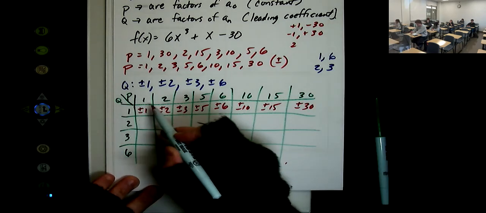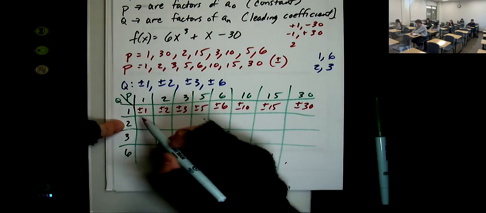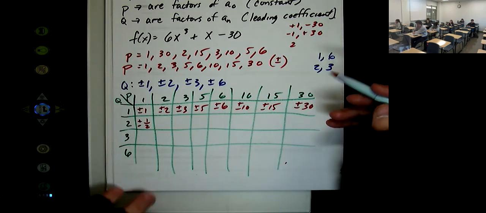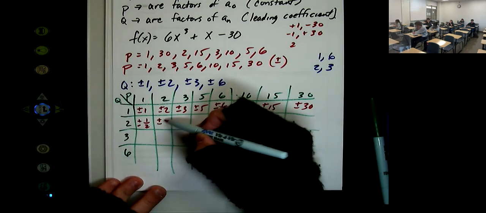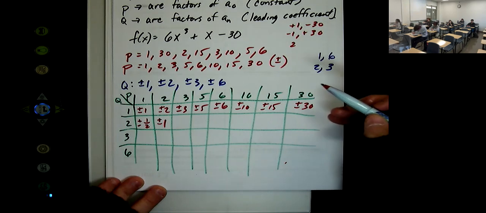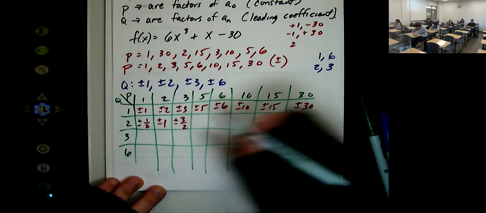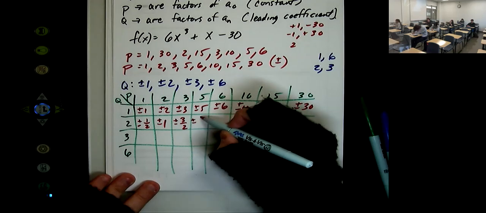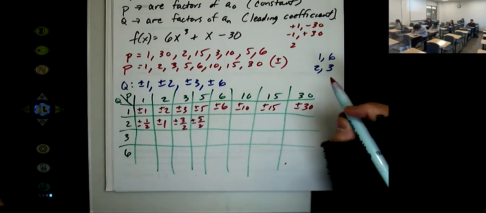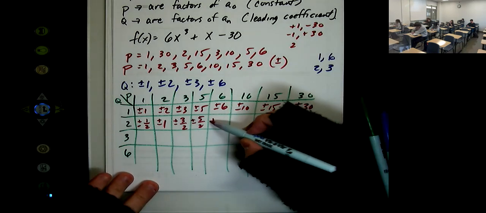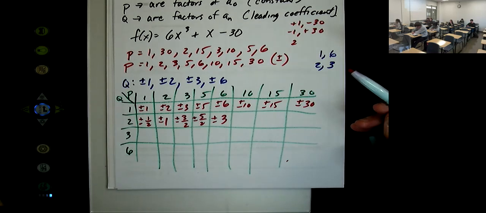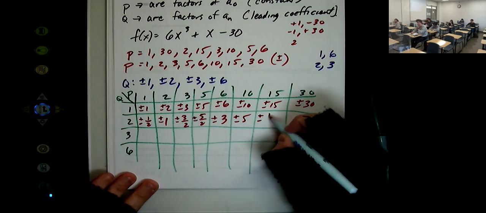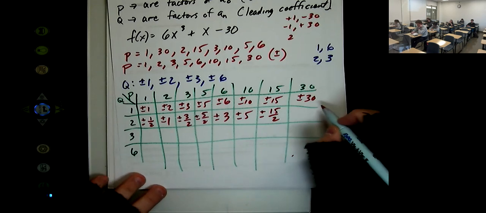Now I'm going to do P over Q on the 2 row. 1 over 2 is 1/2. 2 over 2 is 1. 3 over 2 is 3/2. 5 over 2 is 5/2. 6 over 2 is 3. 10 over 2 is 5. 15 over 2 is 15 over 2. And 30 over 2 is 15.